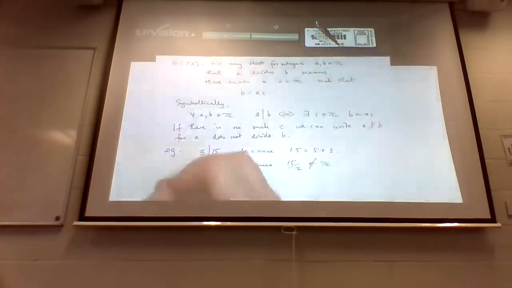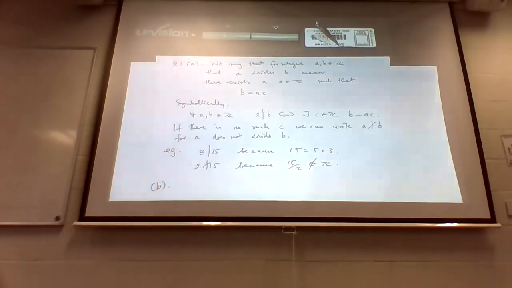Okay, part B then is to give a related proof. Part B says, use your definition from part A to prove that for all A, B, C, if A divides B and A divides C, then A divides MB plus NC for all M, N. This is the divisibility of linear combinations result, which we use all over the place, even without thinking, once we get past this initial material.